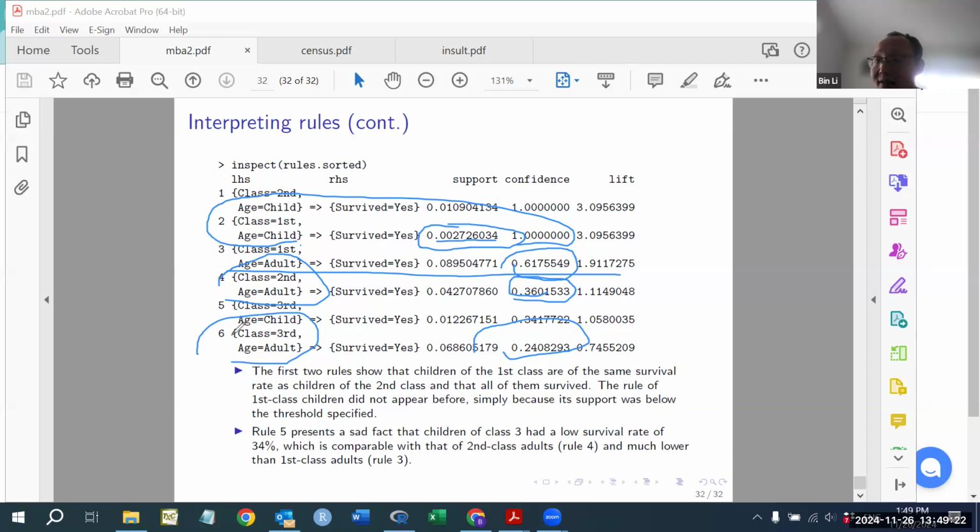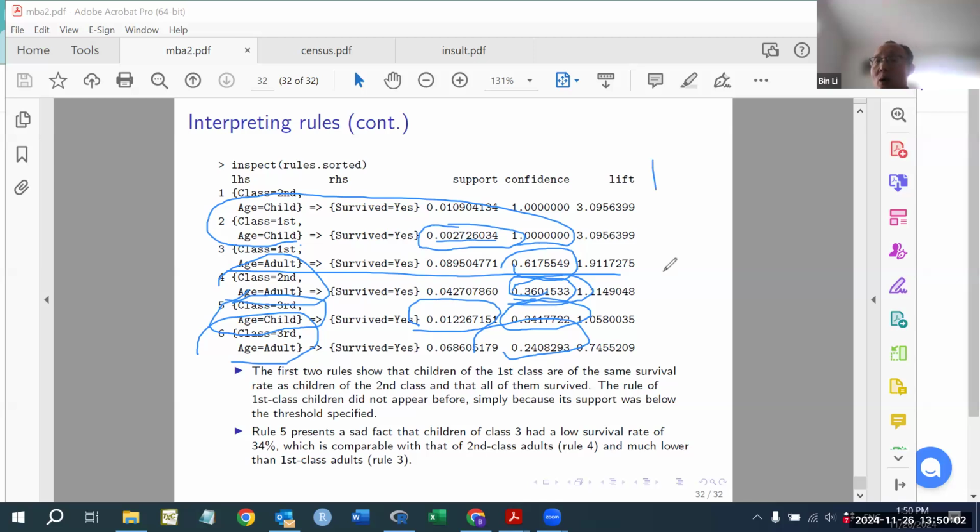But here there's a sad fact showing that for the third class children, the survival rate is as low as the second class adults, slightly lower. It's about only 1 out of 3 third class children in the Titanic survived, and 2/3 did not survive. And actually, the support is quite high. Support is over 1% of the passengers, but only 1/3 survived.